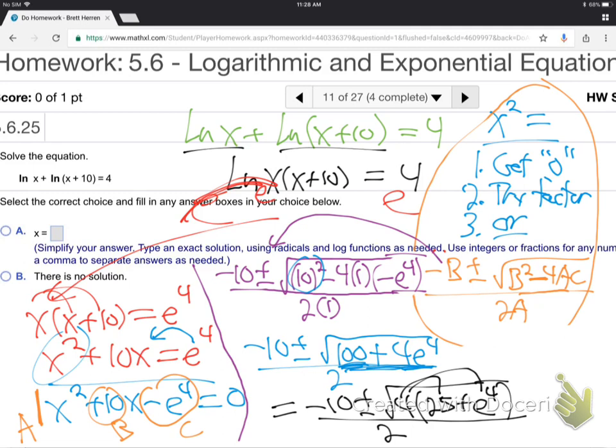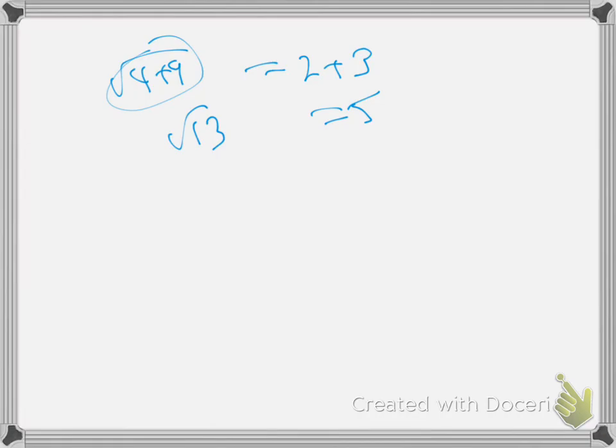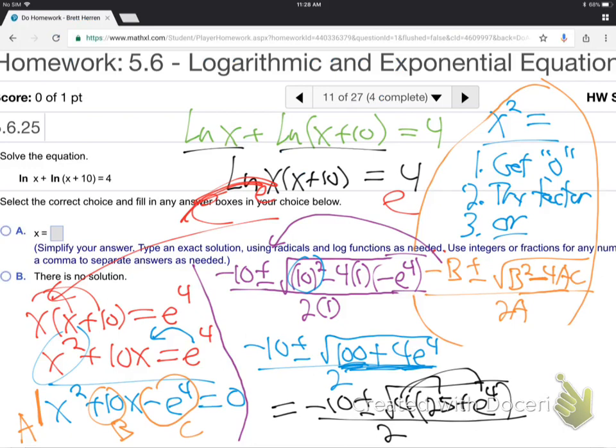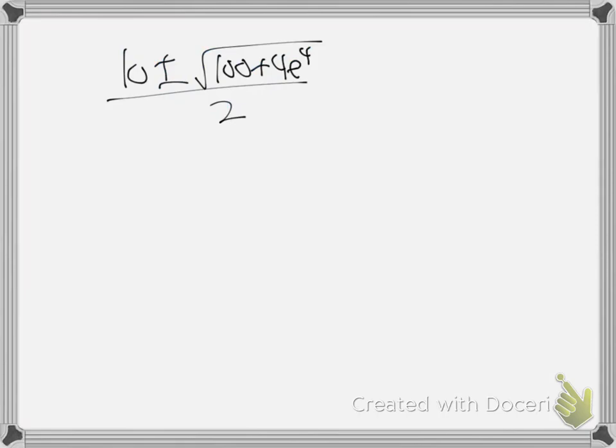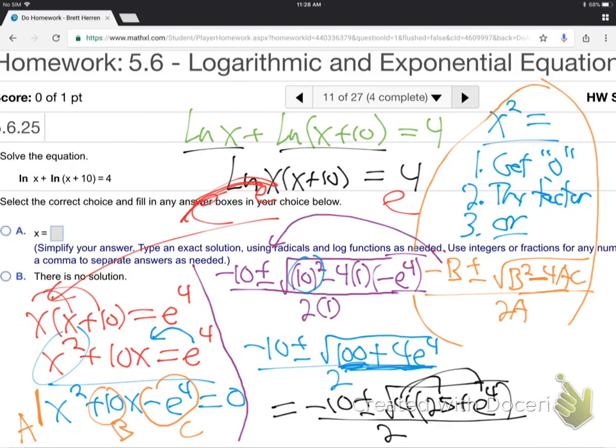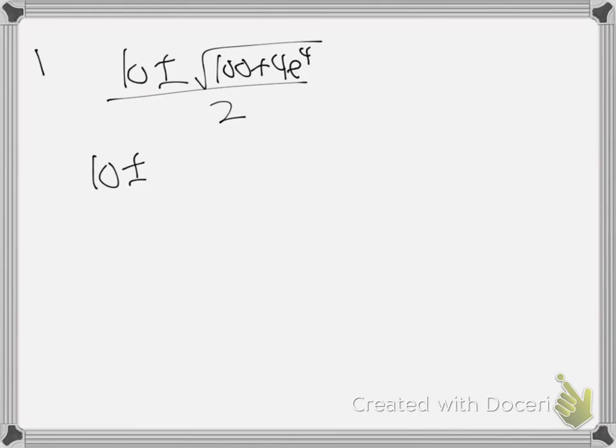Everybody see what I did? Yeah, you can't really read it very well. Let me go to a fresh screen. So negative 10 plus or minus the square root of 100 plus 4e to the 4th, all over 2. Is that right? 4e to the 4th over 2, yeah. Okay, so what I'm saying is, this is the conclusion to number 11.